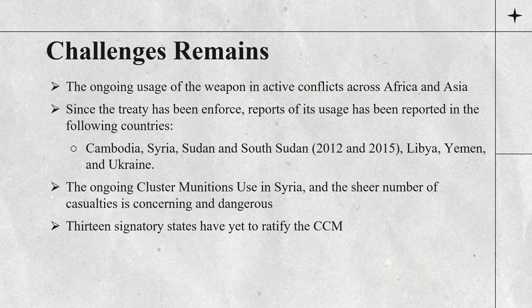Challenges remain. Despite the success of the convention, there are still a number of challenges because a small number of states outside the convention continue to use cluster munitions, such as Cambodia, Libya, South Sudan, Sudan, and Ukraine. At least 674 cluster munition attacks were reported in Syria up till mid-2019, and 3,262 casualties of cluster munition attacks from 2012 to 2017. 13 signatory states have not yet ratified the Convention on Cluster Munitions. They have no reason to delay ratification, especially because 11 of them have no cluster munitions.